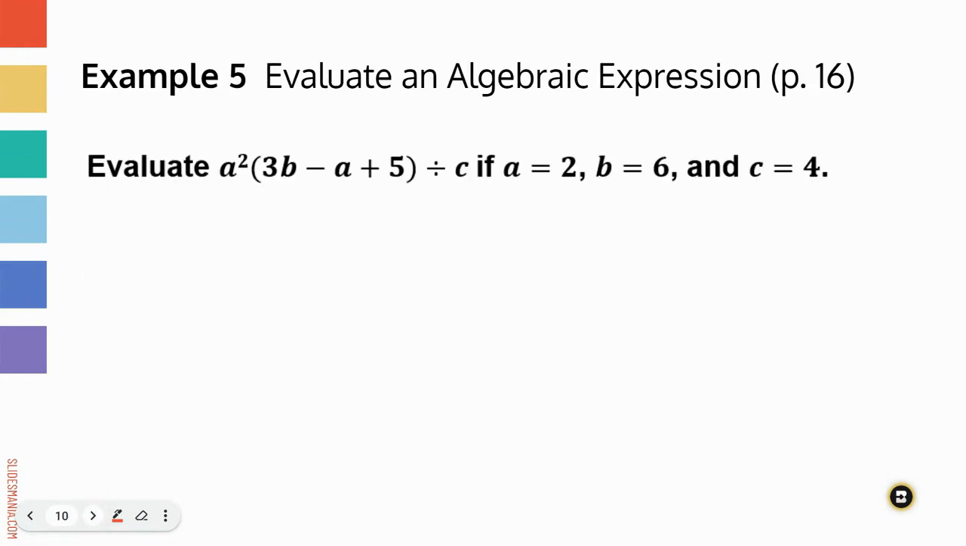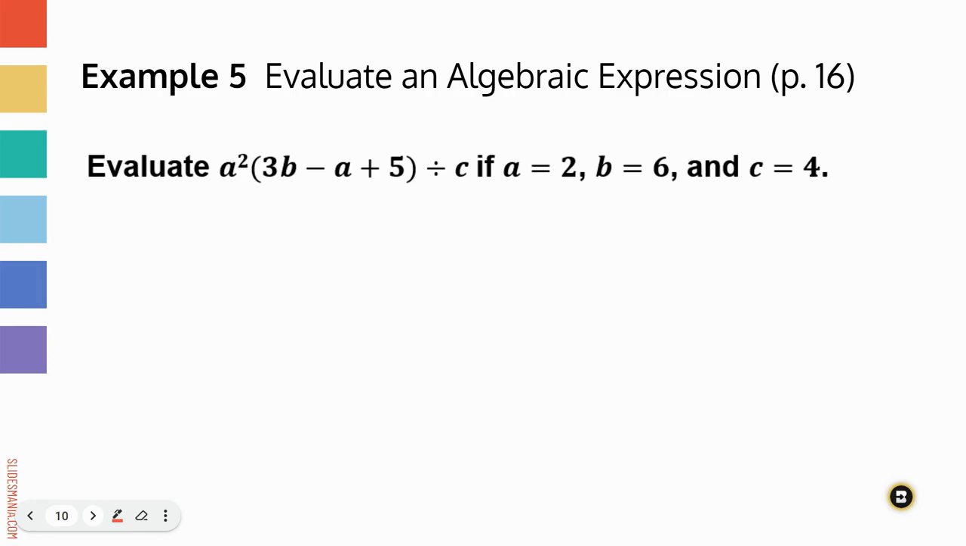Okay, this is example 5 on page 16. Evaluate an algebraic expression. So we want to evaluate a squared times the quantity 3b minus a plus 5, all divided by c. Now, the thing we have to remember is, number one, we're going to substitute our values in, but then after that, we have to use order of operations in order to evaluate it.